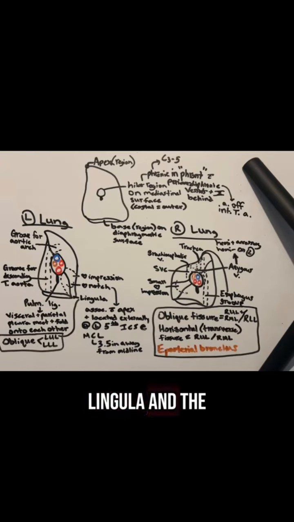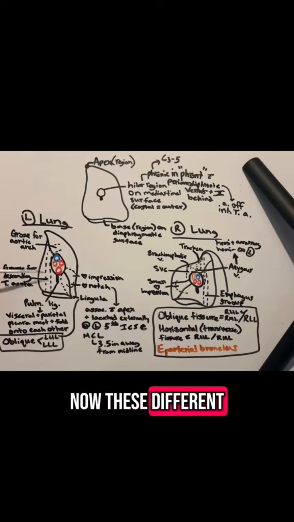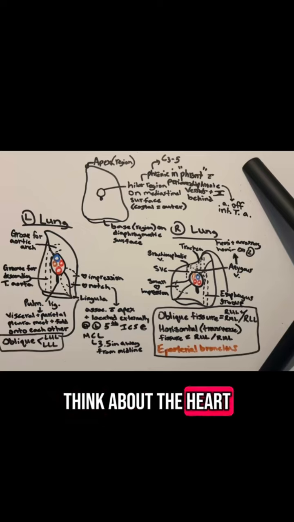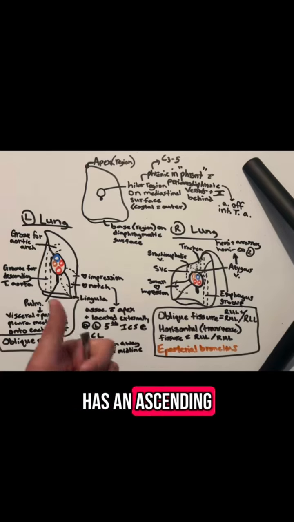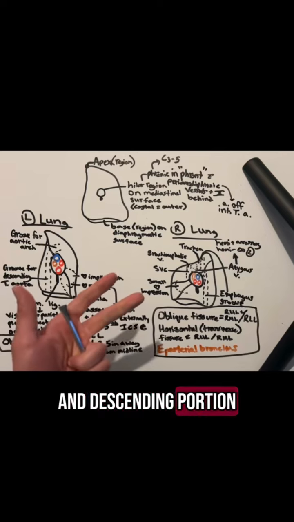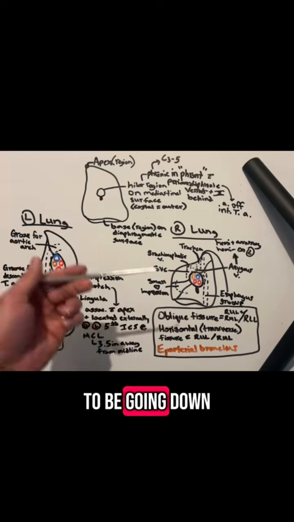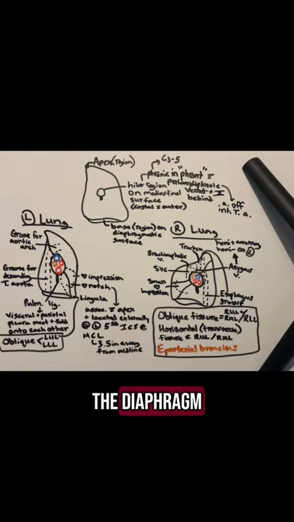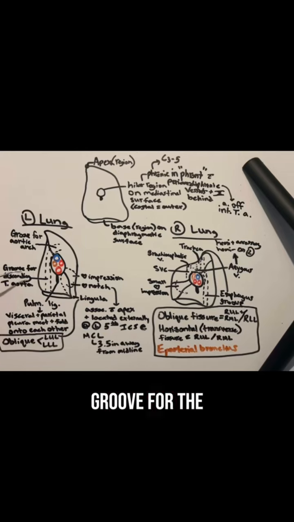Aside from the lingula and the oblique fissure separating the left lung into upper and lower lobes, we have various different grooves. These grooves are for the different structures on the left side of the body. If we think about the heart, the main arterial structure coming off of the heart is the aorta. The aorta has an ascending portion, an aortic arch, and a descending portion. The portion that's associated with the lungs is the one going down, or inferior, towards the diaphragm, and that's the descending thoracic aorta. So the left lung has a groove for the descending thoracic aorta.